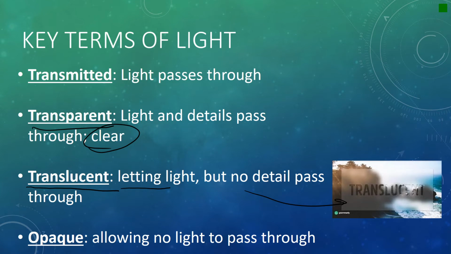Transparent is perfectly clear. It's like a perfect window. Translucent is a little foggy. It's like frosted glass. Okay, those are transmissions.